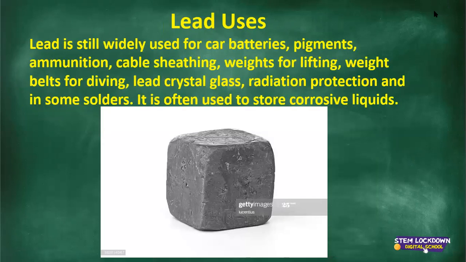Okay, and then we have lead, okay? So lead is used for car batteries and for making pigments, for making ammunition, cable sheathing, for weightlifting, for weight belts, for diving, for lead crystal glass, for radiation protection, and in some solders. Okay, so who knows what are pigments? Just so that we don't talk about things that we are not familiar with. What are pigments, guys?